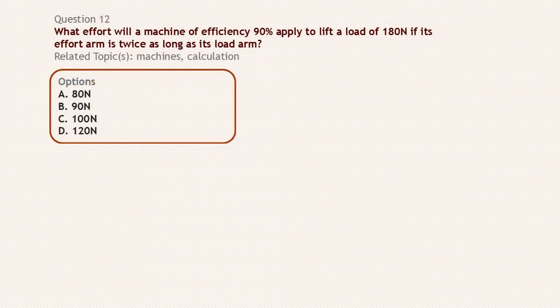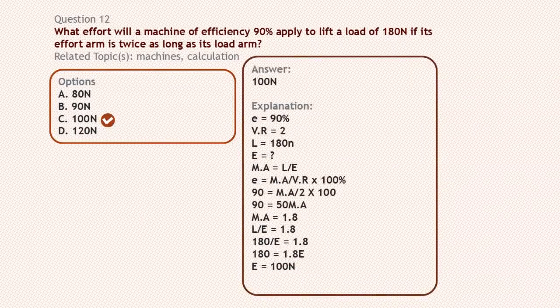What effort will a machine of efficiency 90% apply to lift a load of 180 Newton if its effort arm is twice as long as its load arm? So we have mechanical advantage is equal to load over effort. The mechanical advantage of a machine is equal to the load over effort. Now in this question they gave us the load. We have a load of 180 Newton.